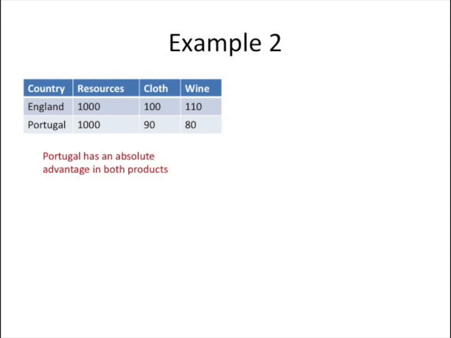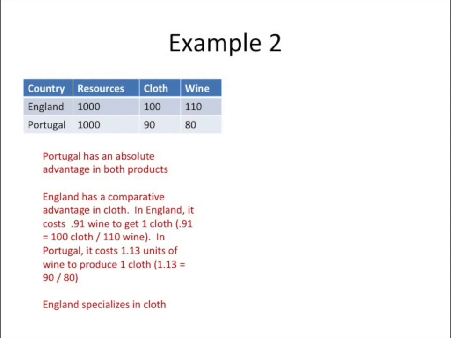Portugal has an absolute advantage in both products. It costs less to produce both products in Portugal. But that doesn't mean that Portugal has the comparative advantage in both of those, and we're going to make the calculations now of comparative advantage. England has the comparative advantage in cloth. In England, it takes 0.91 wine to get one cloth, versus in Portugal, it costs 1.13 units of wine to get one cloth. Given that England has the comparative advantage in cloth, England should specialize in cloth production.